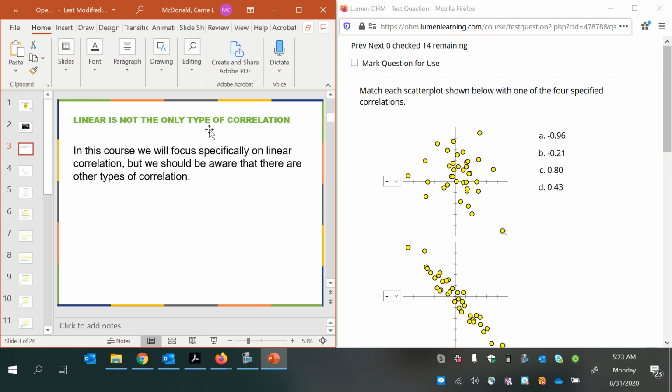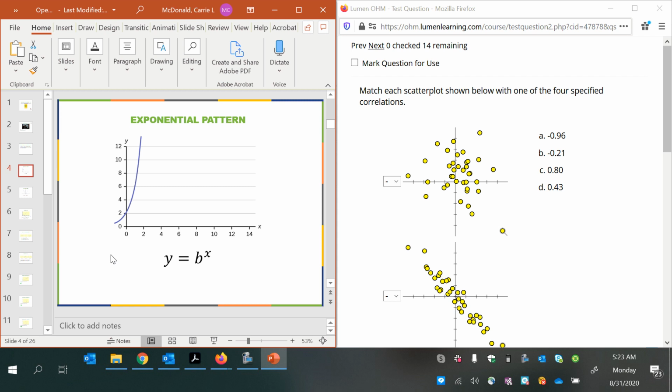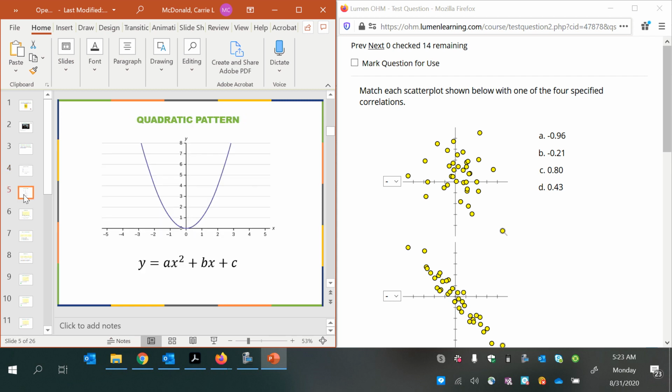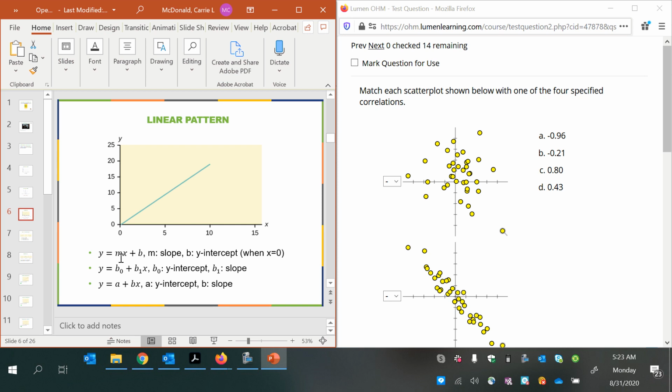Linear is not the only type of correlation, but we will focus on linear. And linear means line. There are other types, such as an exponential pattern or a quadratic pattern, and others. The one we're really interested in for this course is linear. You may have learned about equations of lines in an algebra class when you learned about y equals mx plus b, the slope-intercept form of a line.